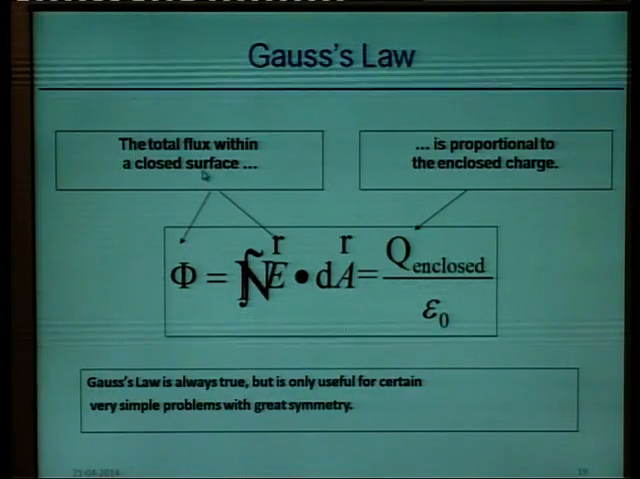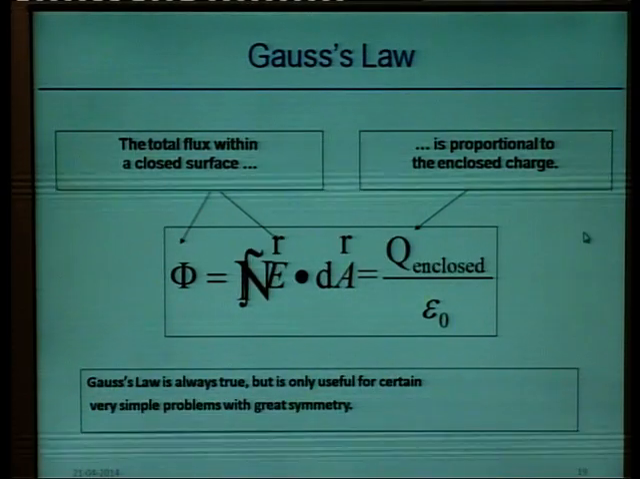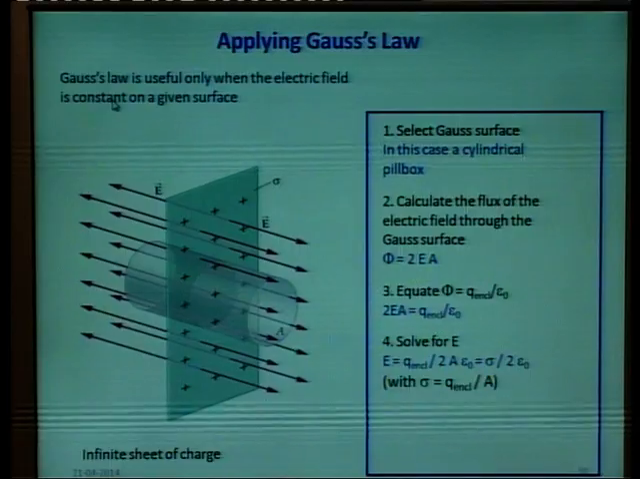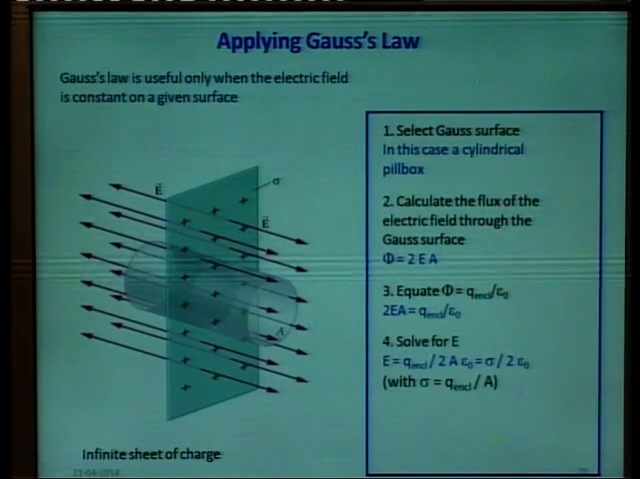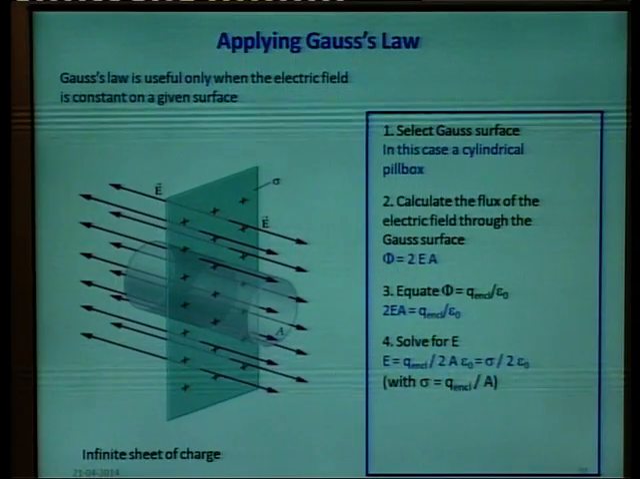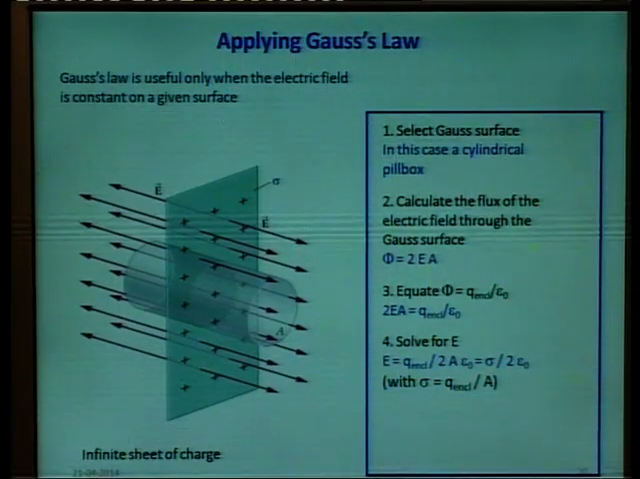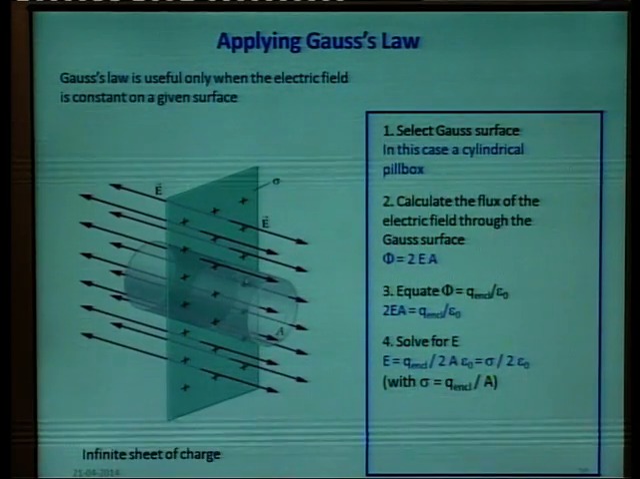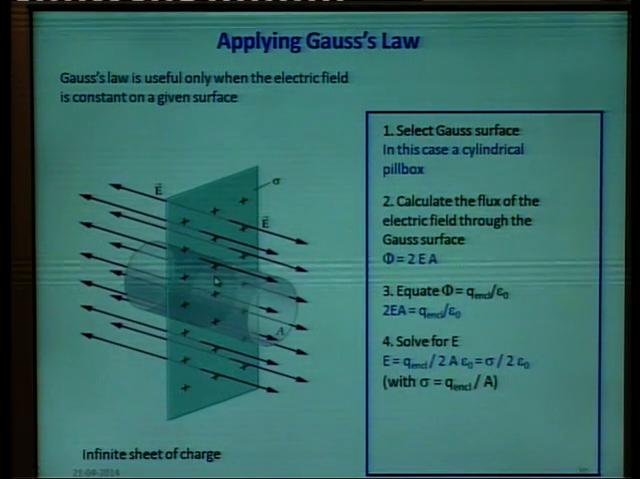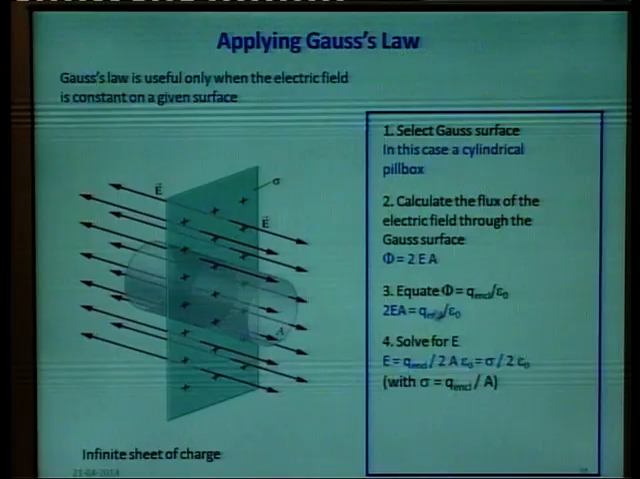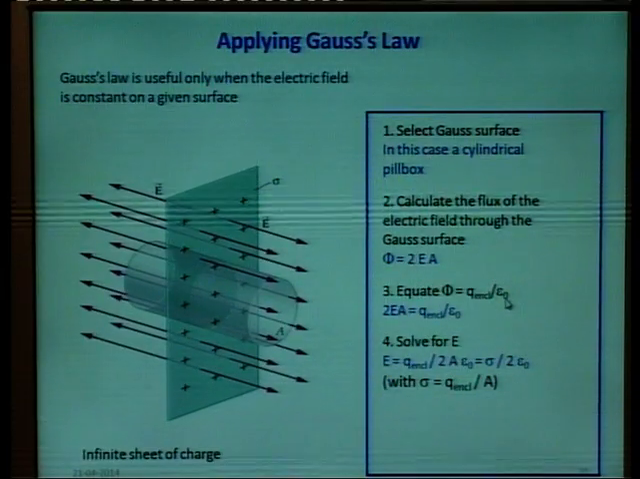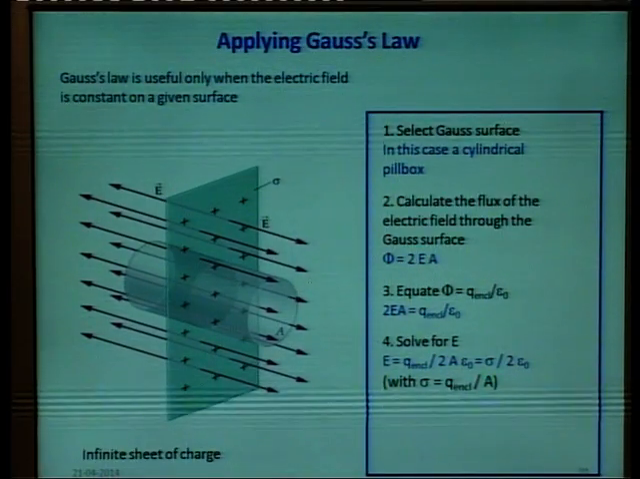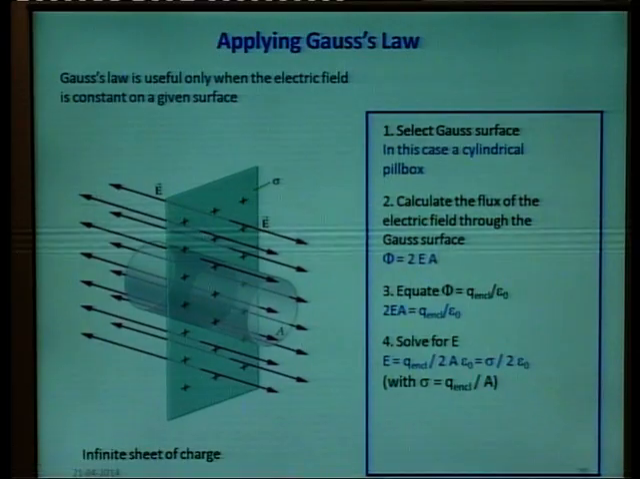So, you get the total flux within the closed surface, it is proportional to the enclosed charge. Now, when is Gauss law used? It is useful only when the electric field is constant on a given surface. So, how do you calculate it? Basically, you select the Gauss surface. In this case, it is this pillbox. Find out the flux of the electric field through the Gauss surface, equate it to the equation q upon epsilon naught, and you can find out the electric field. It is simple. Use the definition of Gauss law, use the definition of flux.